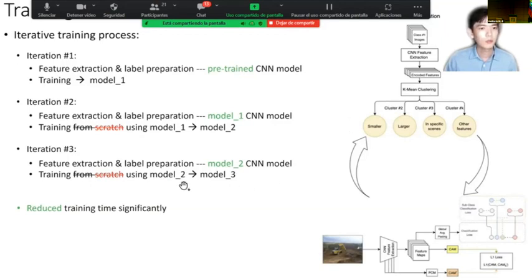And similarly, we will use the previously trained model number 2 as a starting point to get the final model number 3 to generate our final pseudo labels. And by using the previous model as a starting point rather than training from scratch, we could reduce the training time significantly.